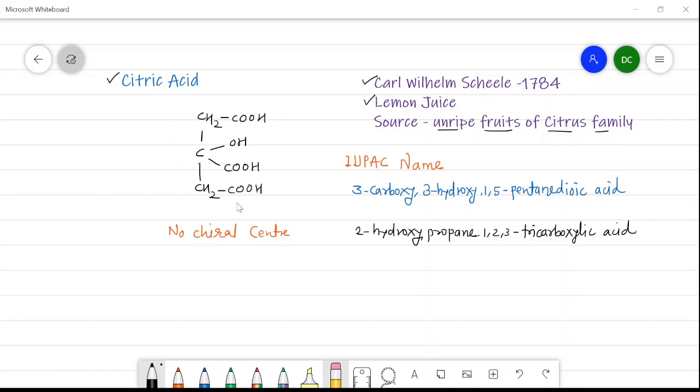Look at the structure of citric acid. Here there are 6 carbons, out of which there are 3 carboxylic groups. Here this carbon is attached to 4 groups, but out of the 4 groups, the CH2COOH and CH2COOH are similar. That's why no chiral center is present in citric acid.